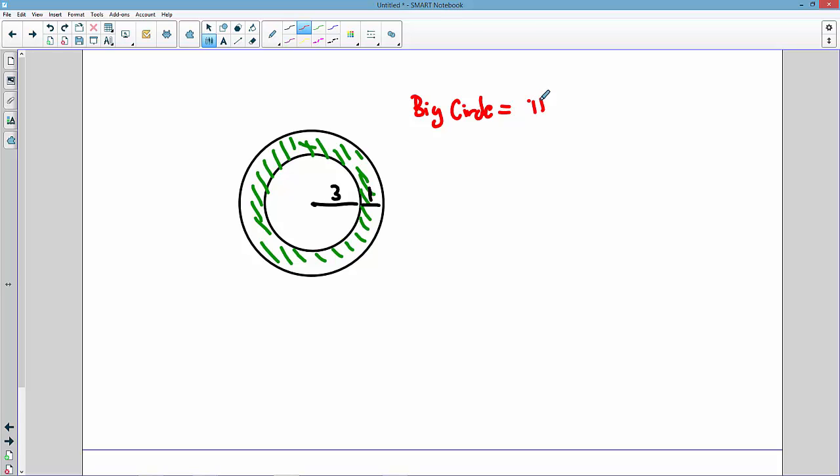So the area of the big circle is equal to pi r squared. But what is r? Well, for the big circle, it goes from here all the way to here. How much would that be? That would be 4, because somebody labeled this as 3 and the separation is 1. And of course that's 16 pi.